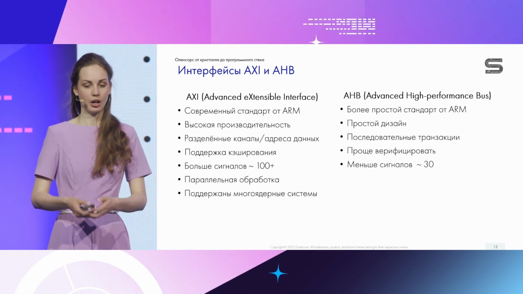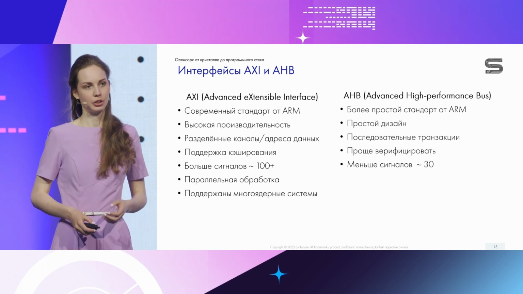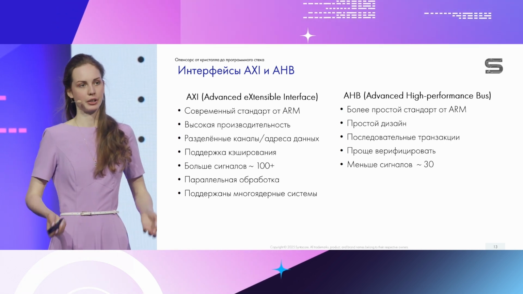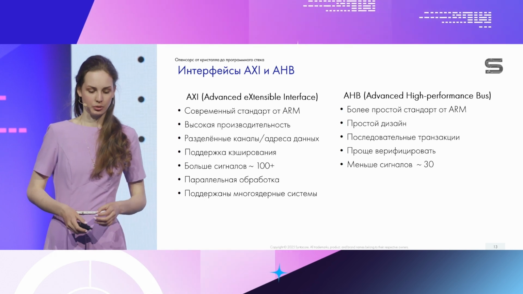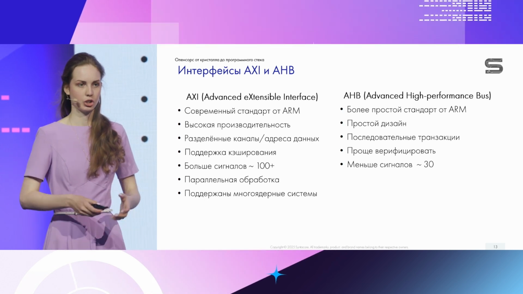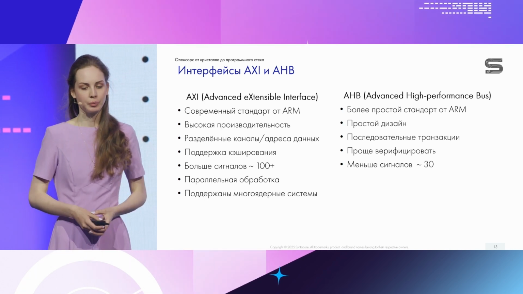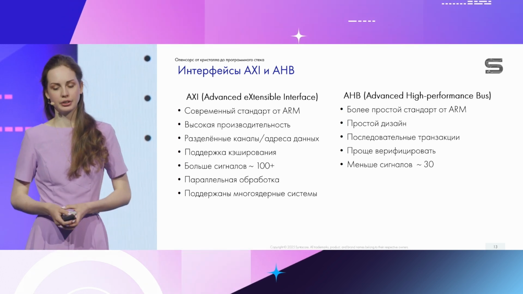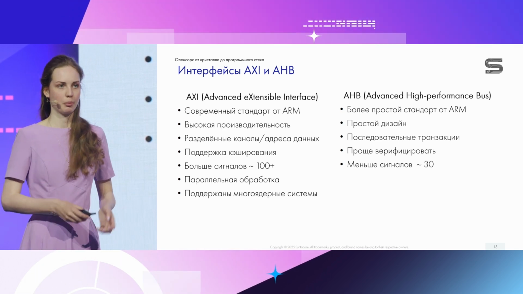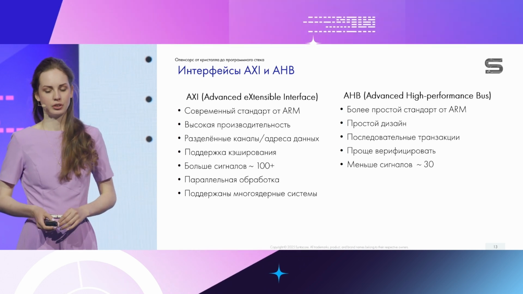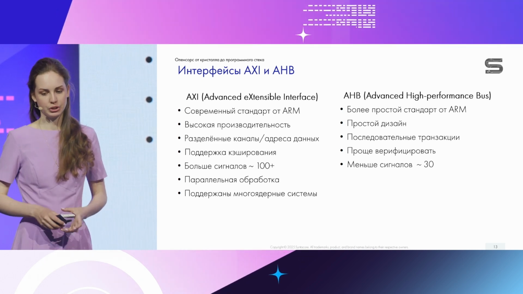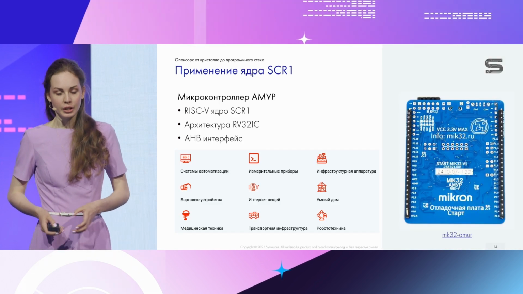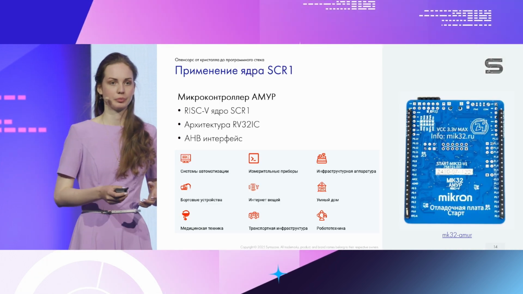Both interfaces have been developed by ARM, and AXI is an interface which is faster, with higher performance, but is more complex. It is simplifying many tasks, but to verify, to understand that it works correctly is more difficult. AHB is more simple, is older, has a simple design and simpler verification.